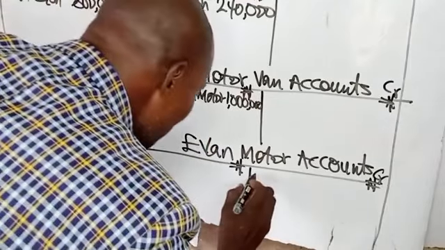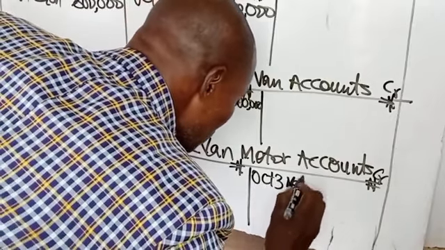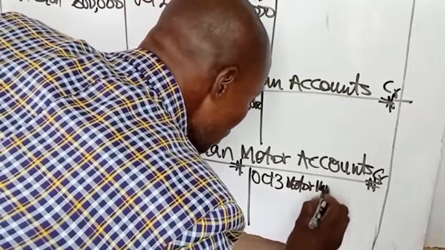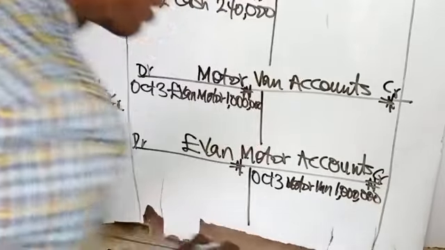Then you credit Evans Motor. October 3rd, motor van, 1 million naira. Back to the question.